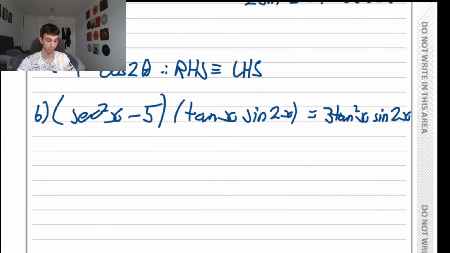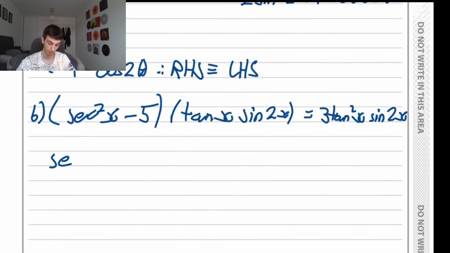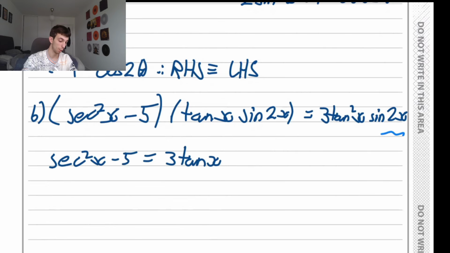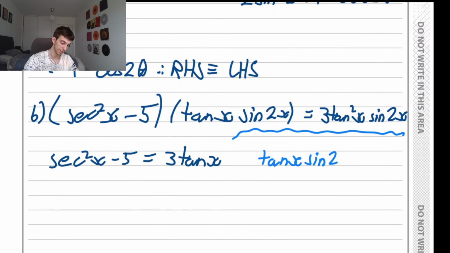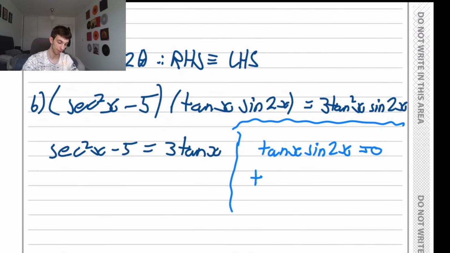So dividing by tan x sine 2x, this leaves us with, on the left-hand side, sec squared x minus 5, and this will be equal to 3 tan x. However, key thing to remember, whenever we divide by a trigonometric function, we have to consider the solution of whatever we just divided by being equal to 0. So we just divided by tan x sine 2x, and we have to consider the solution that this is equal to 0. The only way that we can have this is we can have tan x is equal to 0, or we can have that sine 2x is equal to 0, okay?